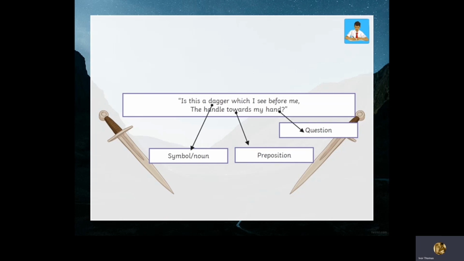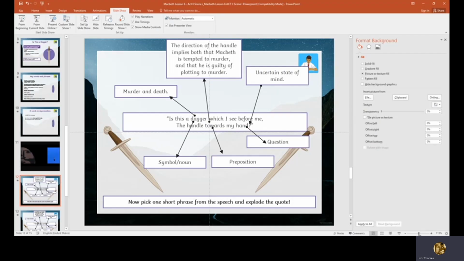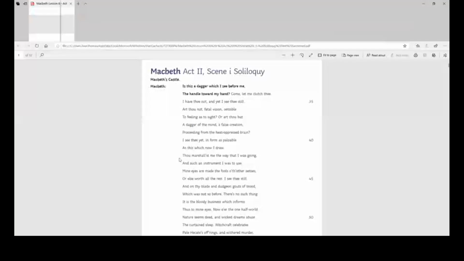So, your instructions are to take the script we've given you. I'm going to try and jump to a different program. Yes, I think that's it. So you have this sheet. I have highlighted two lines. You need to highlight some other lines, and then you copy this into your book and explode the quotation.